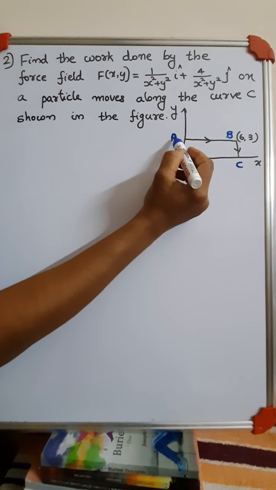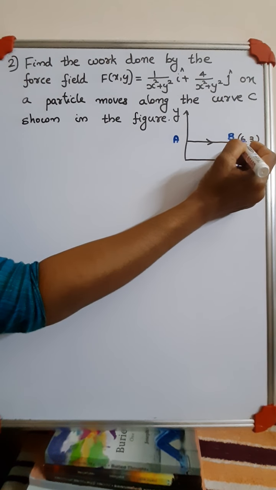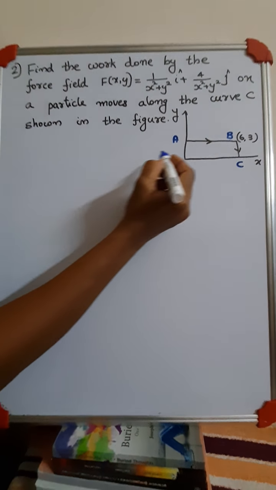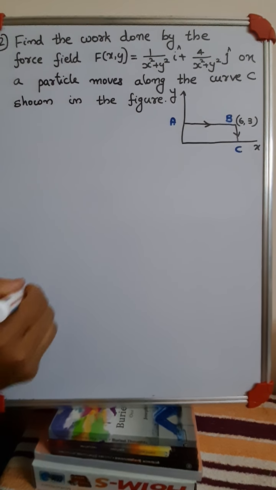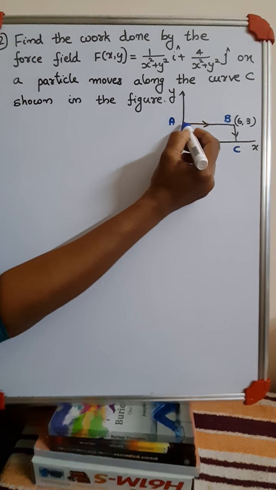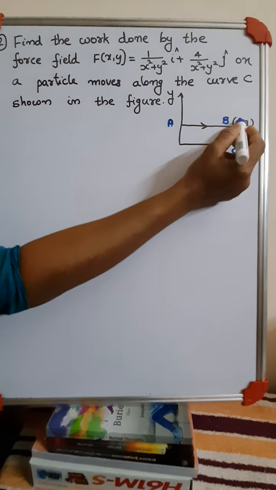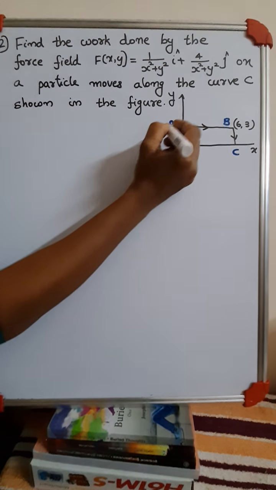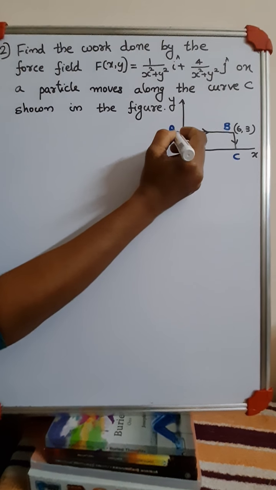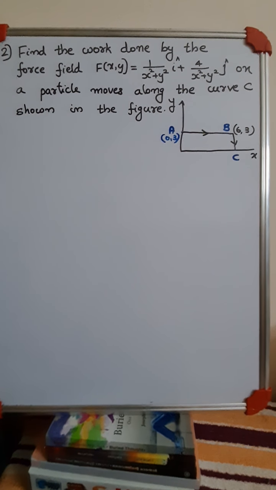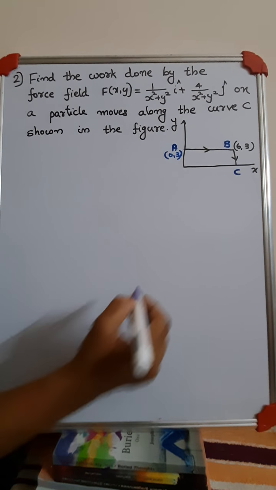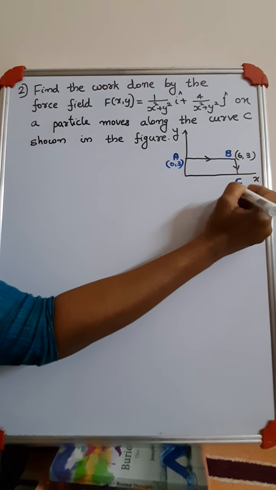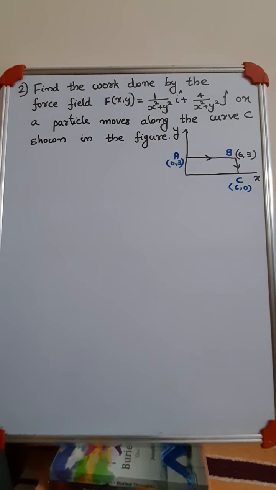A to B is a straight line. Only one coordinate is given, the coordinate for B, which is (6, 3). Then what will be A? What is the coordinate of A? The y coordinate is 3, the x coordinate is 6. So on the y axis, the coordinate for A is (0, 3). Then the coordinate for C is, this is x equal to 6, so this coordinate is (6, 0).